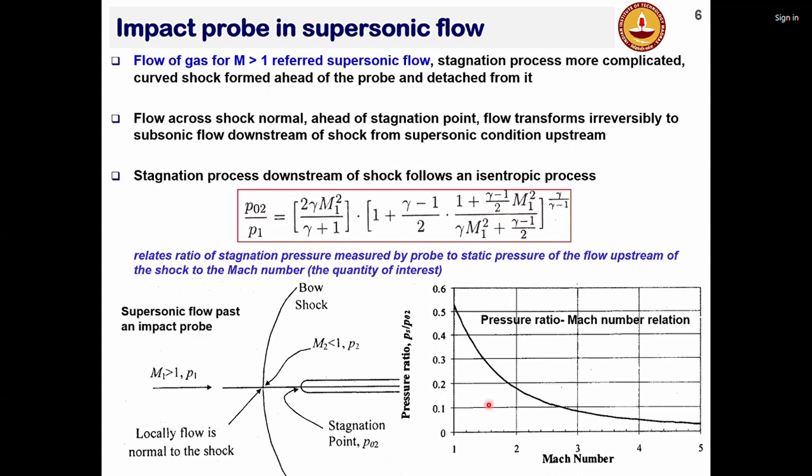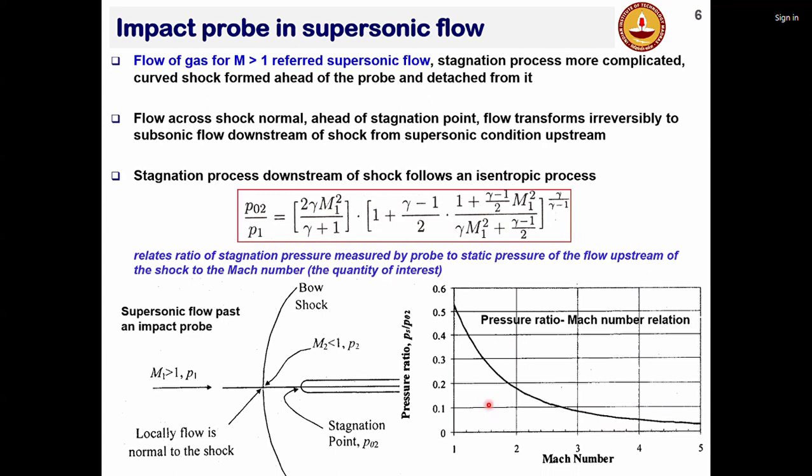Now, let us talk about a pitot tube when the flow is supersonic. This will be again relevant to an aircraft or some other kind of spacecraft which is moving, or maybe a submarine, moving at very high Mach number, Mach numbers greater than 1. And this class of fluid flows is called supersonic flow.